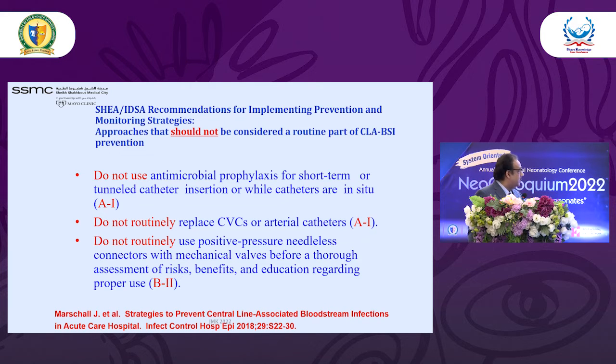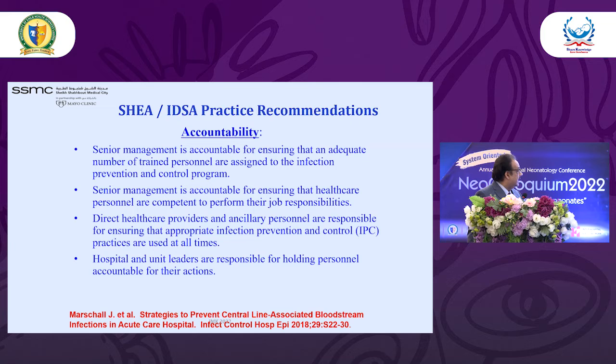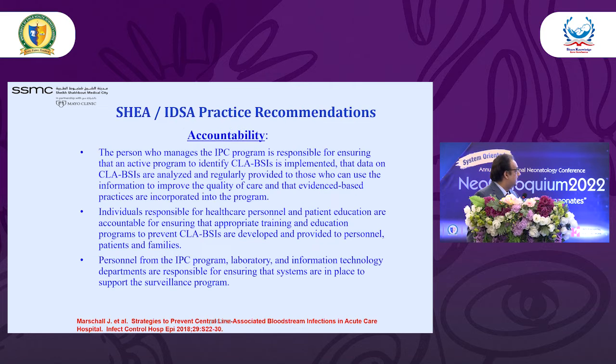Do not use antimicrobial prophylaxis. Do not routinely replace the CVC or arterial catheter. Previously we thought that if a line was in place more than 15 days, we should remove it and put in another line. No, if the line is working nicely, with no redness and no phlebitis, you continue with that, but try not to prolong the long line. And do not routinely use positive pressure needleless connectors. Accountability, I already told you about.